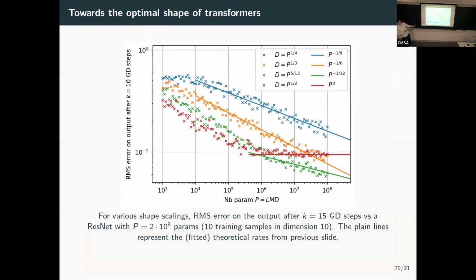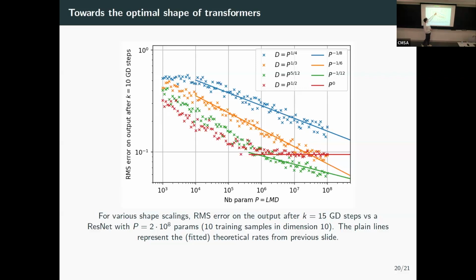And so I will just conclude on this small plot. That's what I can do in terms of computations. It's just a ResNet, not a transformer, so I removed the attention blocks. And this is the RMS error after 15 gradient descent steps. I approximate the limit with a large ResNet with a few hundred million parameters.